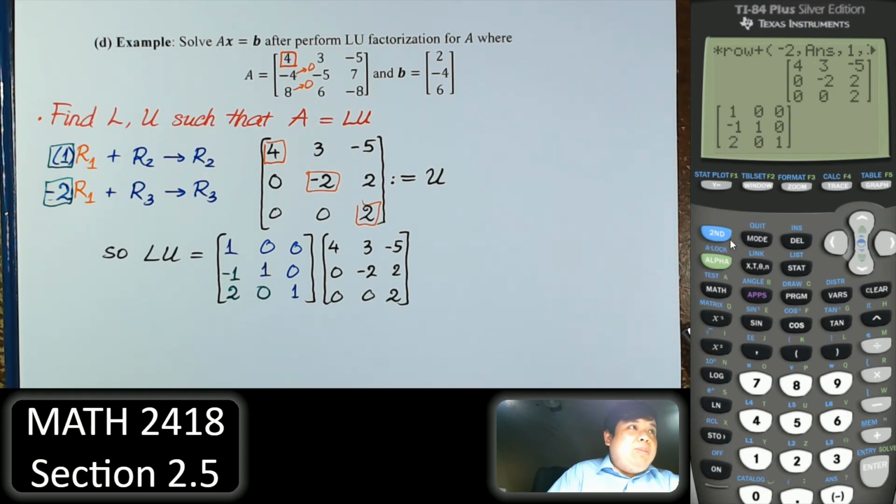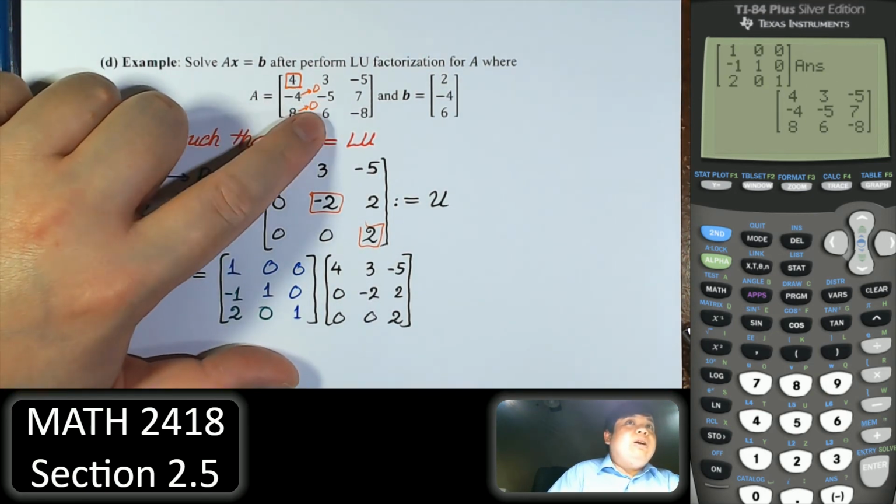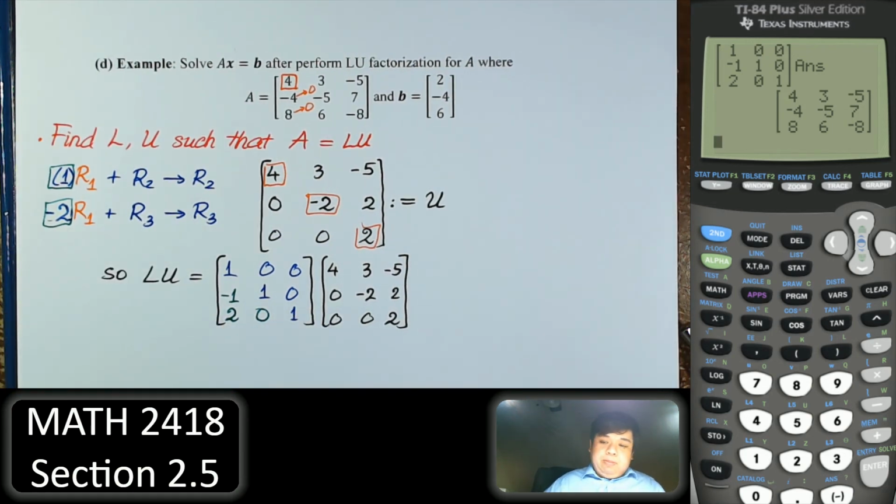If you cannot copy and paste, just hit second answer. That will do. 4, 3, -5, -4, -5, 7, 8, 6, -8. So good. So that is LU. Okay. So that's the first step.